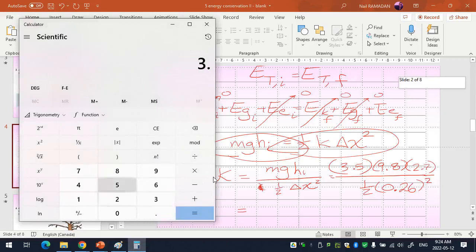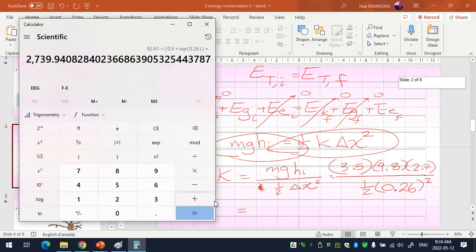So 3.5 times 9.8 times 2.7, divided by, open a bracket, instead of half as a fraction, just put 0.5 times 0.26 squared, bracket. Wow, quite a stiff spring. 2,700 and almost 40 newtons for a single meter of extension.